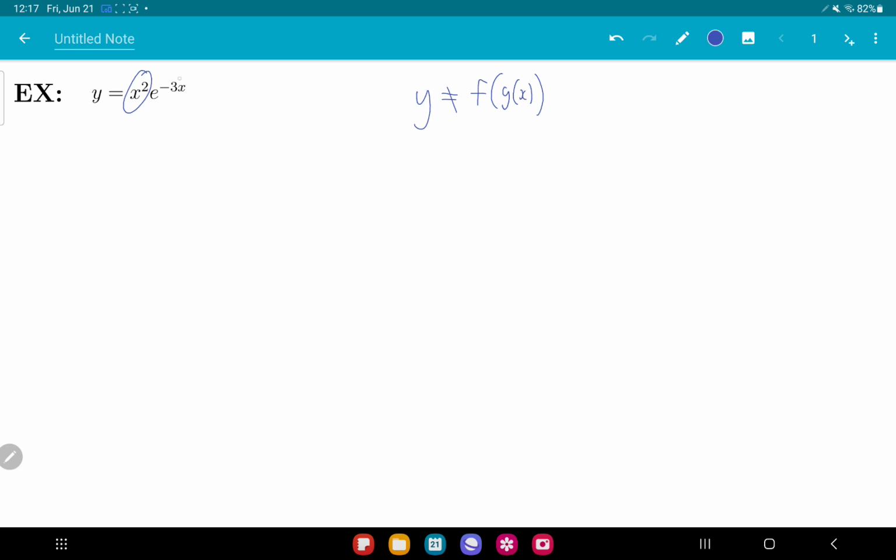The first thing I see is a function times a function. So we'll call these u and v. So y prime will be u prime v plus u v prime. So what's that? 2x times v plus x squared times the derivative of this guy.